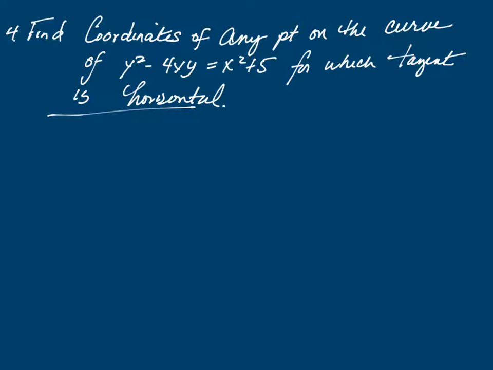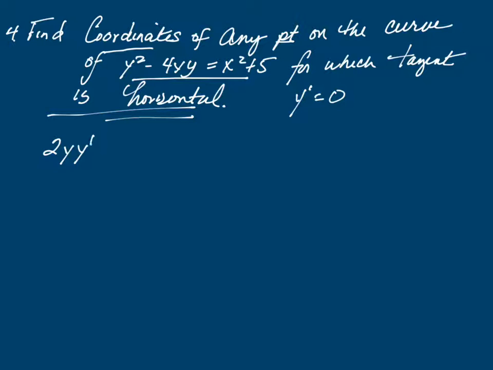Okay, for number 4 they want you to find the coordinates of any point on the curve for which the tangent line is horizontal. That means that you would say y prime equals 0. Any points where y prime equals 0. So we have to find y prime first, and we have an implicit equation again.